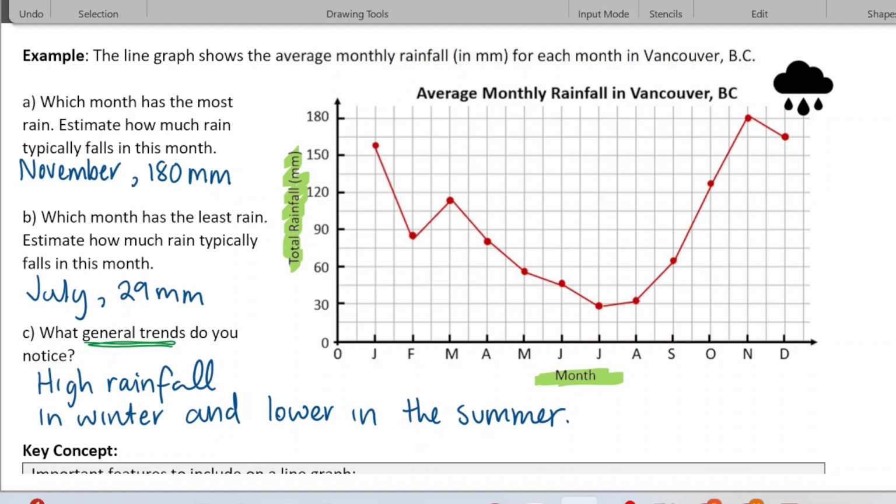How are we measuring it? Like millimeters. We need to include a good title. Average monthly rainfall in Vancouver, BC. Descriptive title. The other thing that's really important is we need to choose a good scale for our graph. And our scale should always be starting at 0.